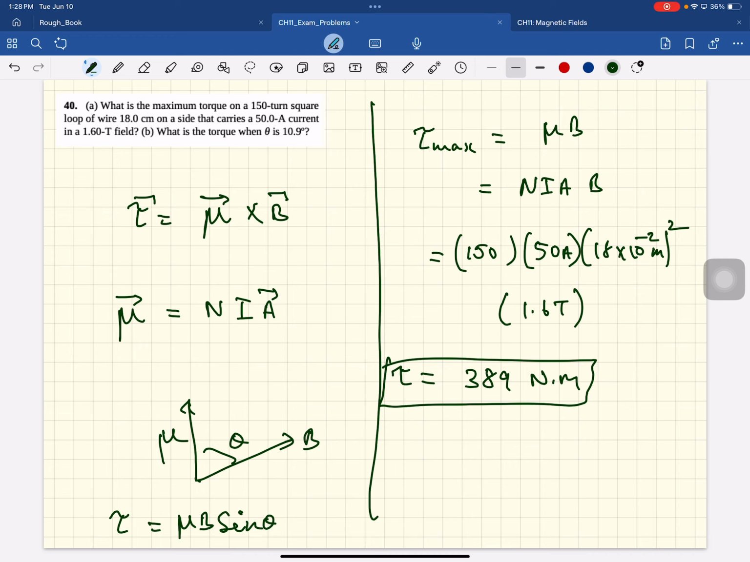And what is the torque when the angle is 8? So T is T max times sine 10.9 degrees. Okay. So for part B. So part A was that, and for a given angle, it's this maximum torque times the sine of the angle.